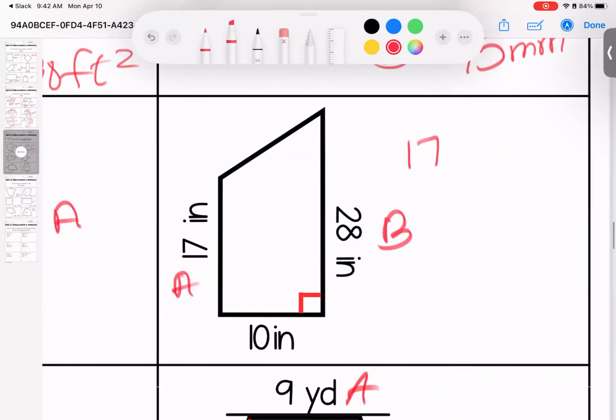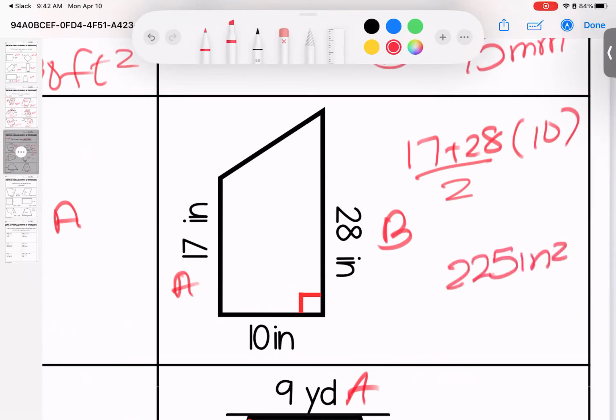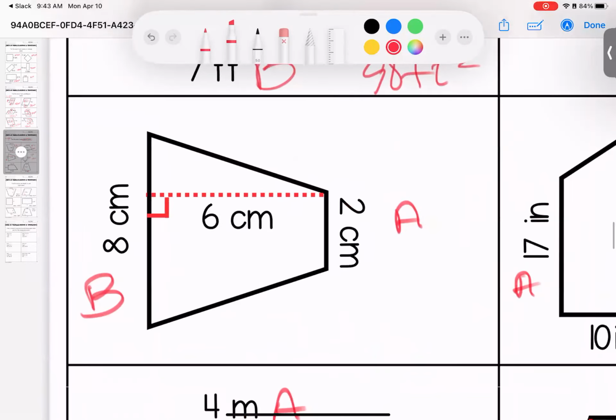A plus B, 17 plus 28 divided by 2 times 10. 17 plus 28 gives you 45. Half of 45 is 22.5. Times that by 10, 225. Don't let the decimal throw you, okay?